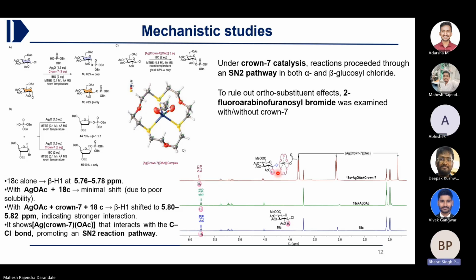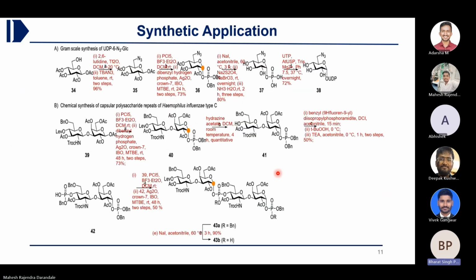Nice presentation, Mahesh. I don't have any question now, but on the previous slide, as others have already asked. If you see 36 to 37, in that case they use two steps to remove the OBn group, and for 43B they again use only one. So just for one OBn it is working. If there are two OBn, that means that condition is not working.